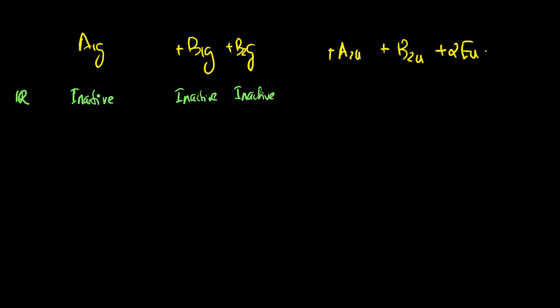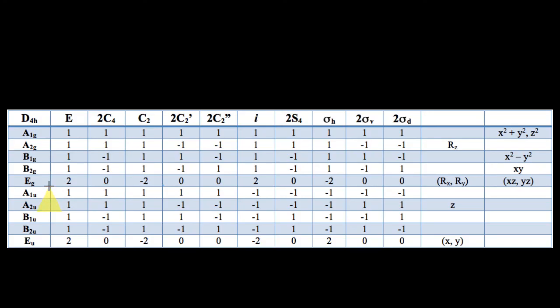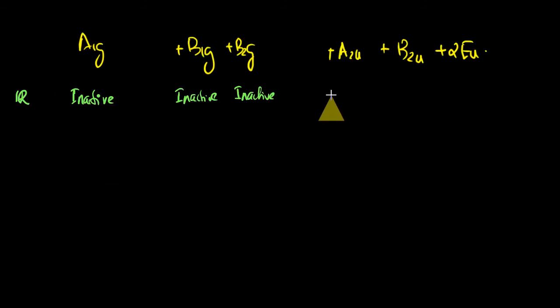And what about A2U? Is there any XYZ coordinate corresponding to A2U? Yes, there is Z. So that is IR active. Since there is Z, A2U corresponds to Z, so that is IR active. So let me write IR active here. So A2U is IR active.